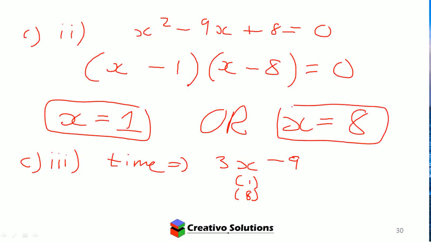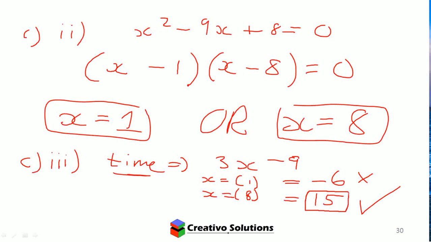So if I substitute 1 and 8 in here, what do I get? Well, let's have a look. If x equals 1, 1 times 3 is 3. 3 minus 9 is minus 6. If x equals 8, 8 times 3 is 24. 24 minus 9 is 15. Can I have negative time? The answer is no. So minus 6 would be out. The answer would be 15 seconds. That would be Eric's time.